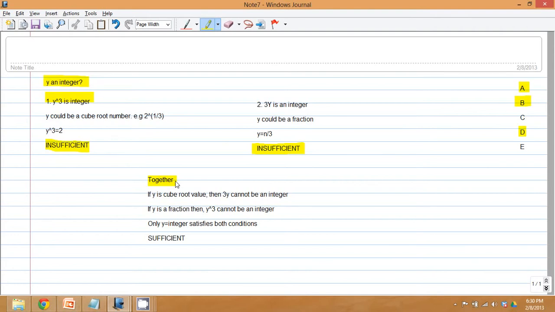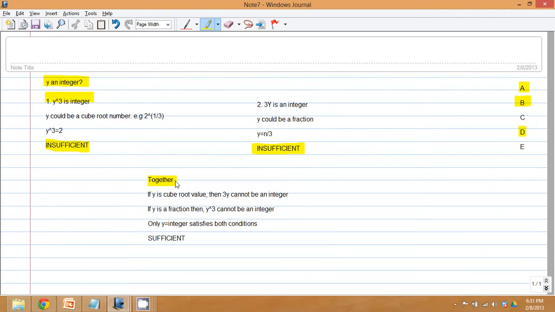Now if y was just a plain old cube root of some number, say a cube root of 2, if I raised it to the power 3, I would definitely get y cube to be an integer. But what if I multiplied it by 3? I would just get 3 into some cube root. I would never get it to be an integer. Now that is not possible, so that criteria doesn't satisfy. That cannot be a possible answer. A cube root of some number is out of question when you take both these criteria into consideration.